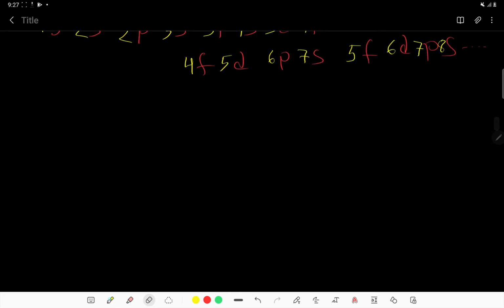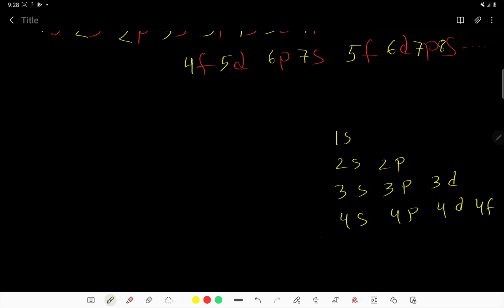So let us show you another way. Sometimes you need to write the electron configuration like this: 1s, 2s, 2p, 3s, 3p, 3d, and 4s, 4p, 4d, 4f. S can hold a maximum of 2, P can hold 6, D can hold a maximum of 10, and F can hold a maximum of 14.